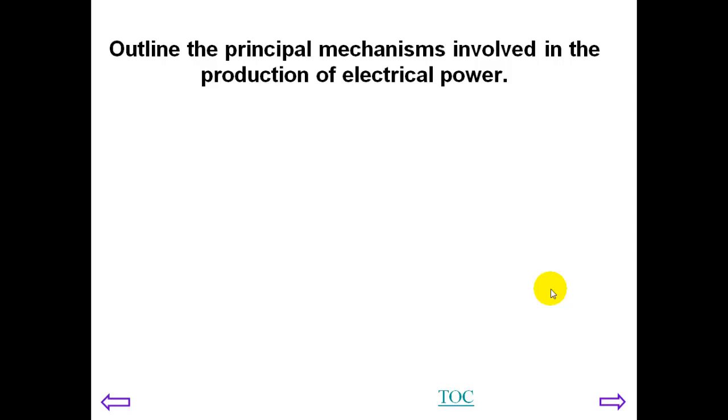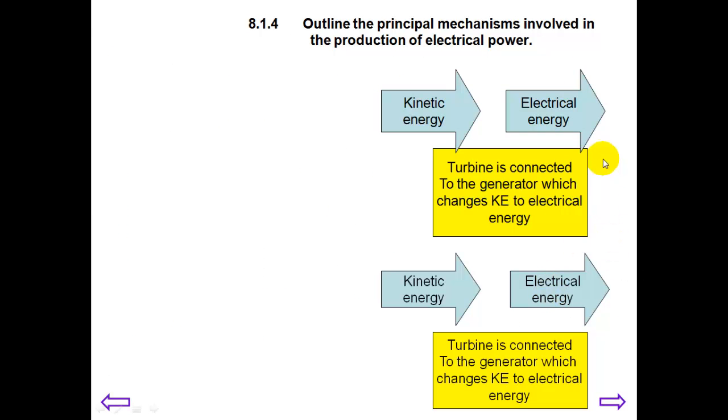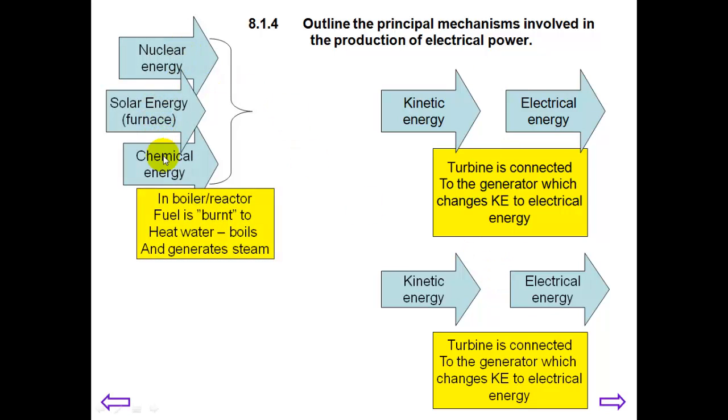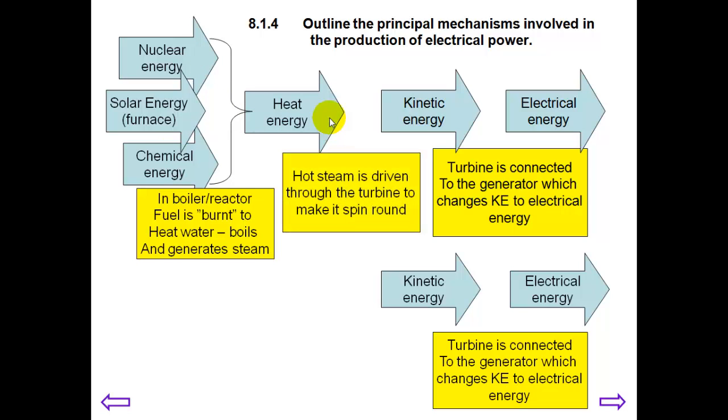The main parts involved in the production of electrical power. So we basically need to get electrical energy. To get electrical energy, you have kinetic energy. The turbine is moving, or the dynamo is moving. This is turned by a generator into electrical energy. This happens in most forms of energy generation. We have nuclear energy, solar energy, and chemical energy. This produces heat energy directly. This heat energy heats steam. The steam drives the turbine, makes it spin round, and this is kinetic energy, and then turns into electrical energy. So this is how nuclear, solar, and chemical energy work.